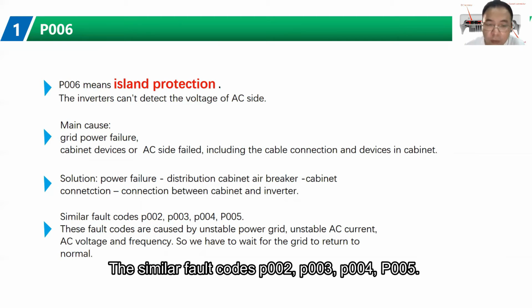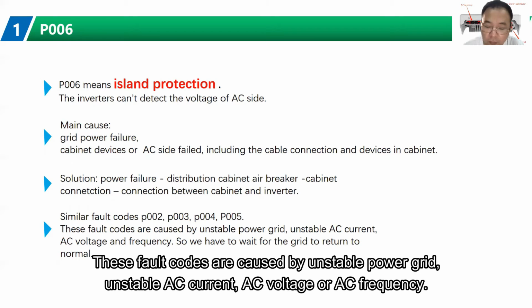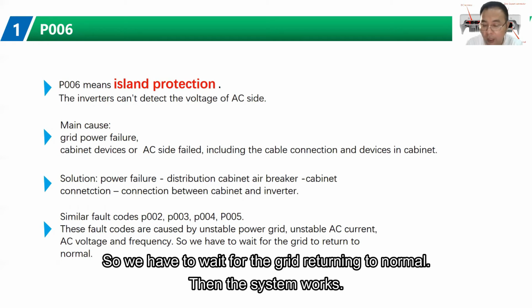The similar faults are called P002, P003, P004, and P005. These faults are caused by unstable power grid, unstable AC currents, AC voltage, and AC frequency. So we have to wait for the grid to return to normal, then the system works.